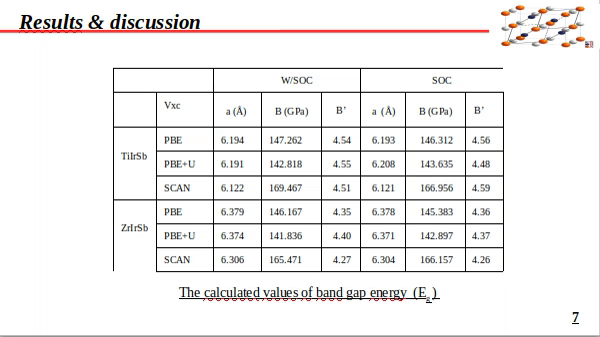This obtained lattice parameter varies slightly between 6.123 angstrom and 6.194 angstrom for TaARSb when we go from one exchange correlation approximation to the others. So it means when we go from PBE to PBE+U to the SCAN functional.